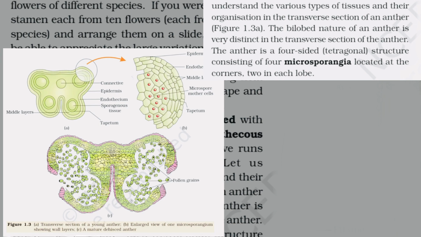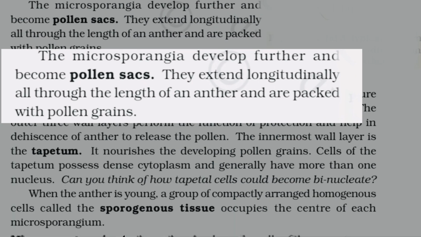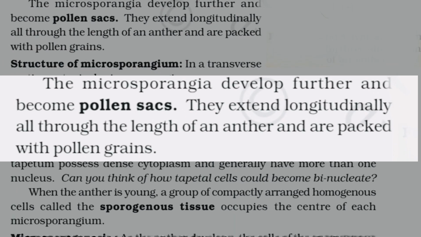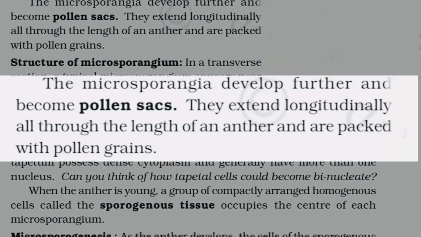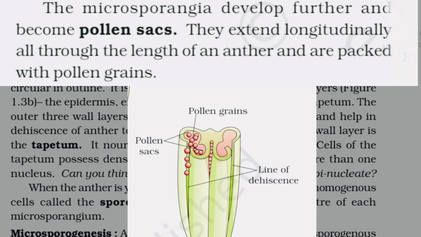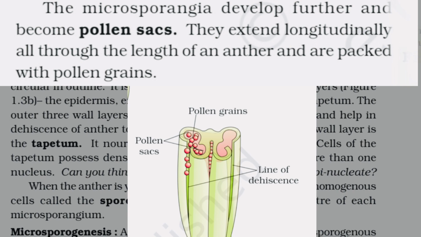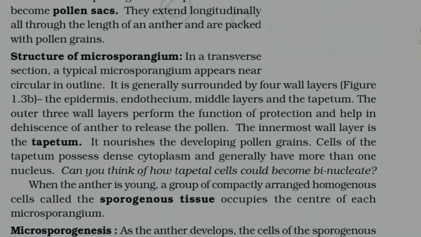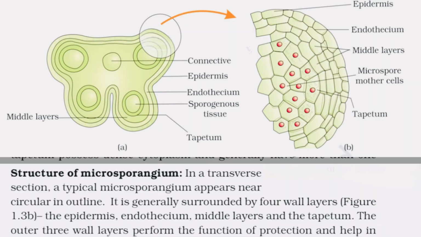The anther is a four-sided, tetragonal structure consisting of 4 microsporangia located at the corners, 2 in each lobe. The microsporangia develop further and become pollen sacs. They extend longitudinally all through the length of an anther and are packed with pollen grains. Structure of microsporangium. In a transverse section, a typical microsporangium appears near circular in outline.